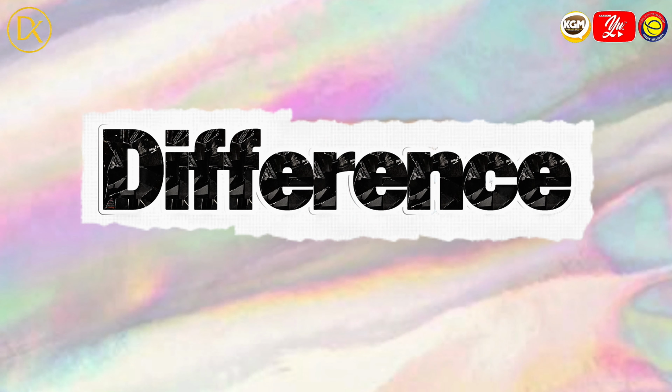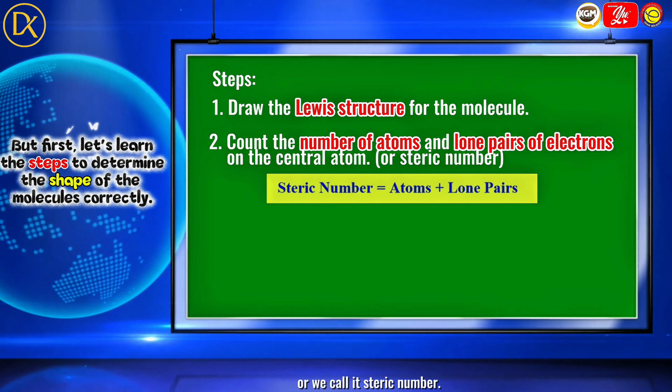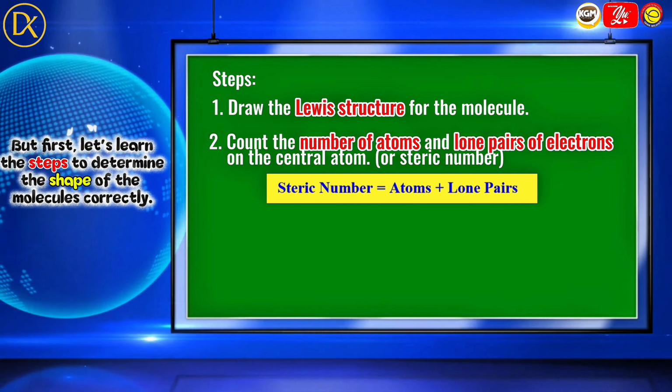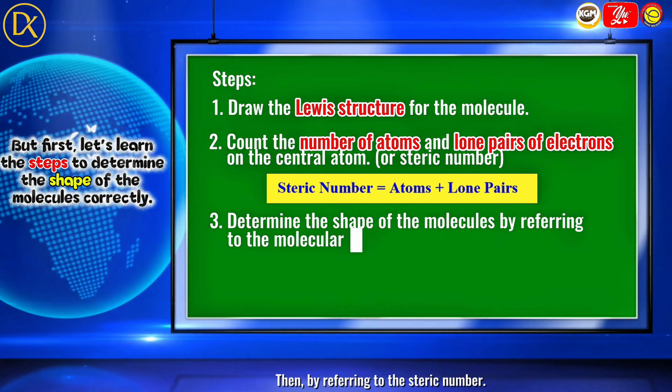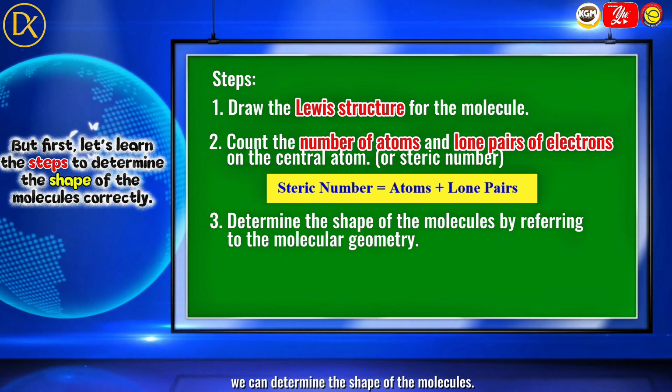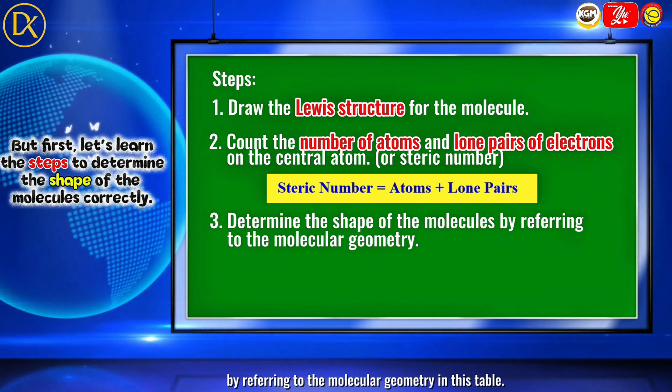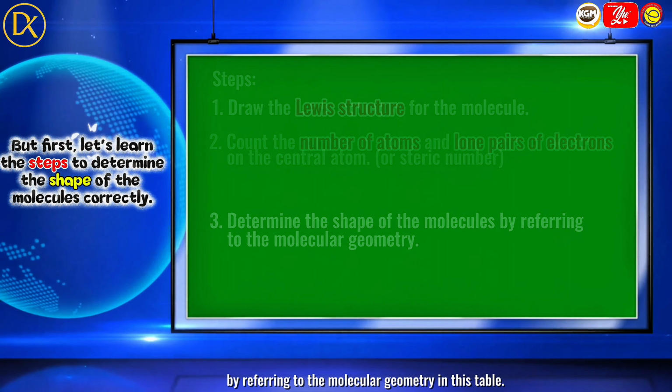To determine the shape of the molecule, you need to draw the Lewis structure of the molecule correctly, so that you can determine the number of atoms and lone pair electrons on the central atom, which we call the steric number. Then by referring to the steric number, we can determine the shape of the molecule by referring to the molecular geometry in this table.